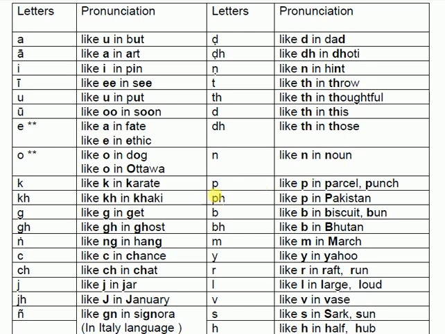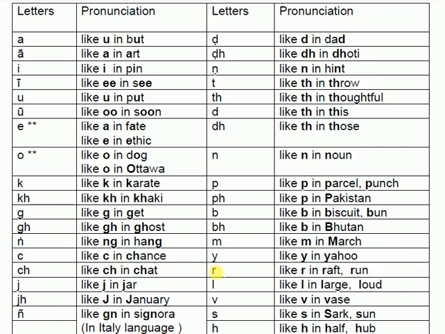Then P. P is pronounced like P in parcel or punch. And this PH is pronounced like P in Pakistan. This B is pronounced like B in biscuit. BH is pronounced like B in Bhutan. And M is pronounced like M in March.